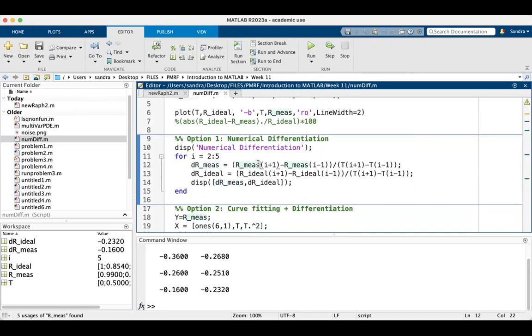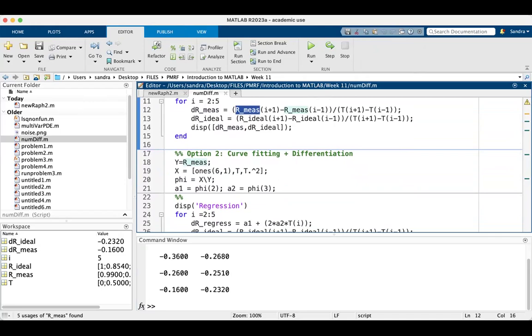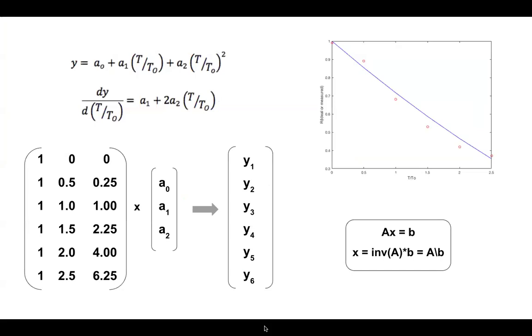Now, instead of using this experimental value directly, let us use some curve fitting. So for the curve fitting, this is the model that I'm using. Let me just share Matlab. So the function that I'm trying to fit is y equals a0 plus a1 t by t0 plus a2 t by t0 square. This t by t0 is my x-axis.